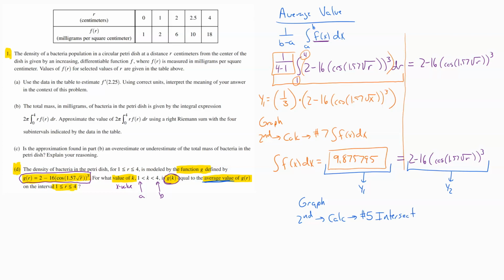Again, the calculator will ask us a series of questions. We'll answer them. It'll say the word intersect at the bottom of the screen. And then whatever that x value is that they give us out there, that would be the k value that we're looking for in this situation.